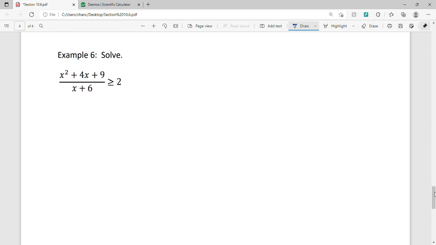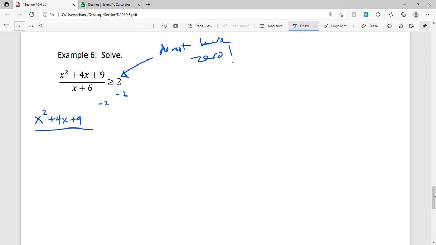In example 6, this is different because on the right side we don't have a 0. We do not have a 0. So we're going to have to make it a 0 so we can use the previous technique. To do that, I'll start by subtracting 2 to both sides. So we have x squared plus 4x plus 9 divided by x plus 6 minus 2 is greater than or equal to 0. Now we have the 0 on the right.